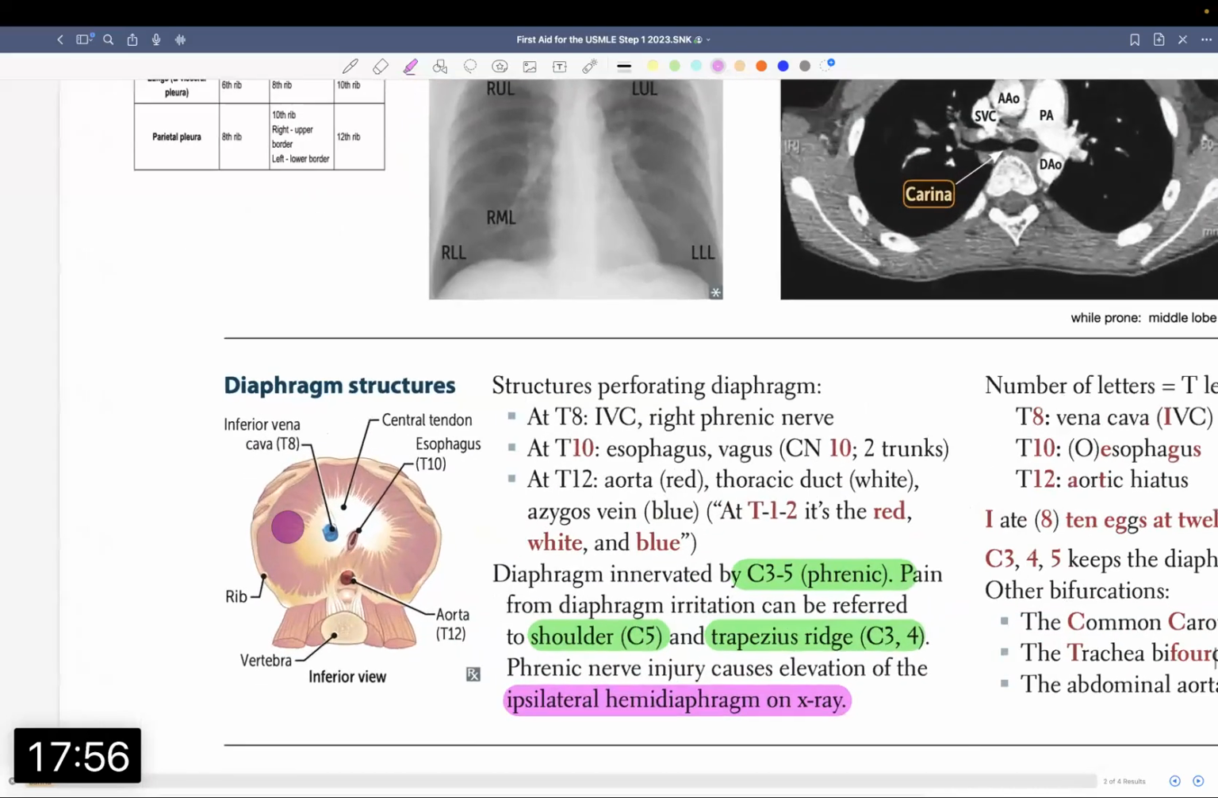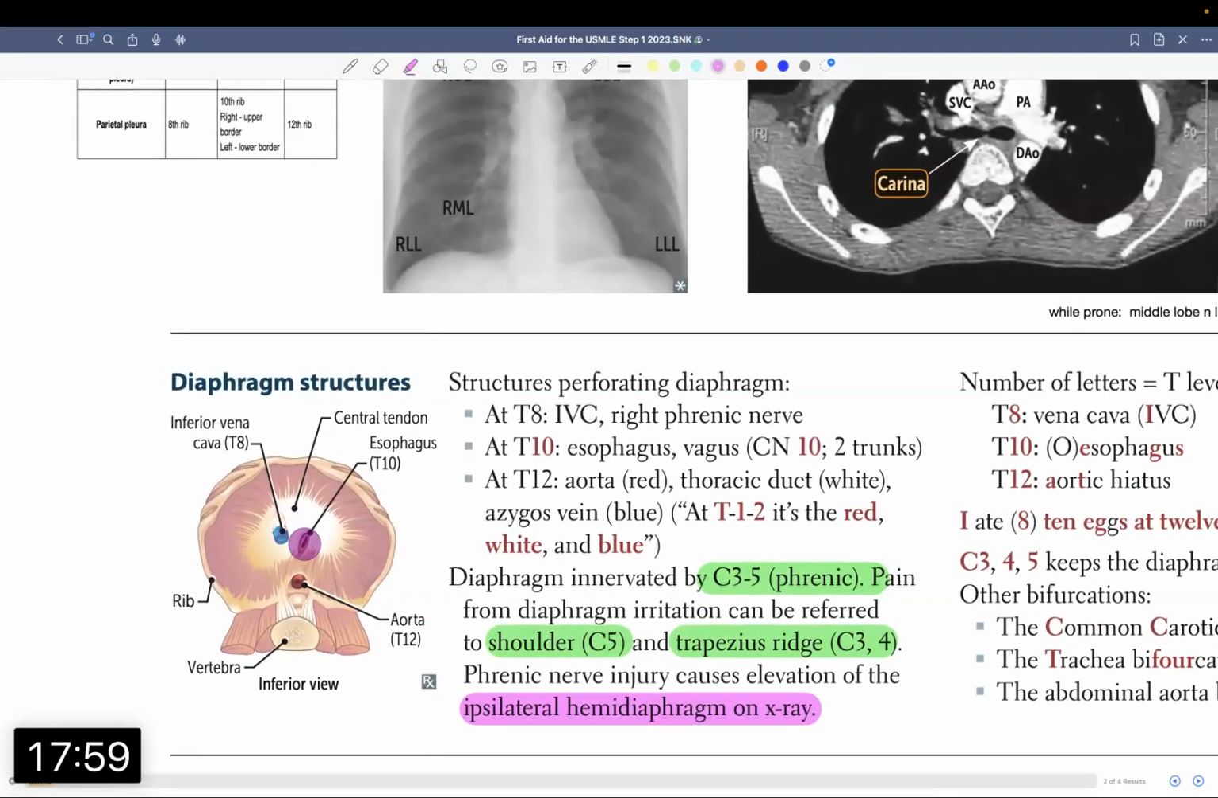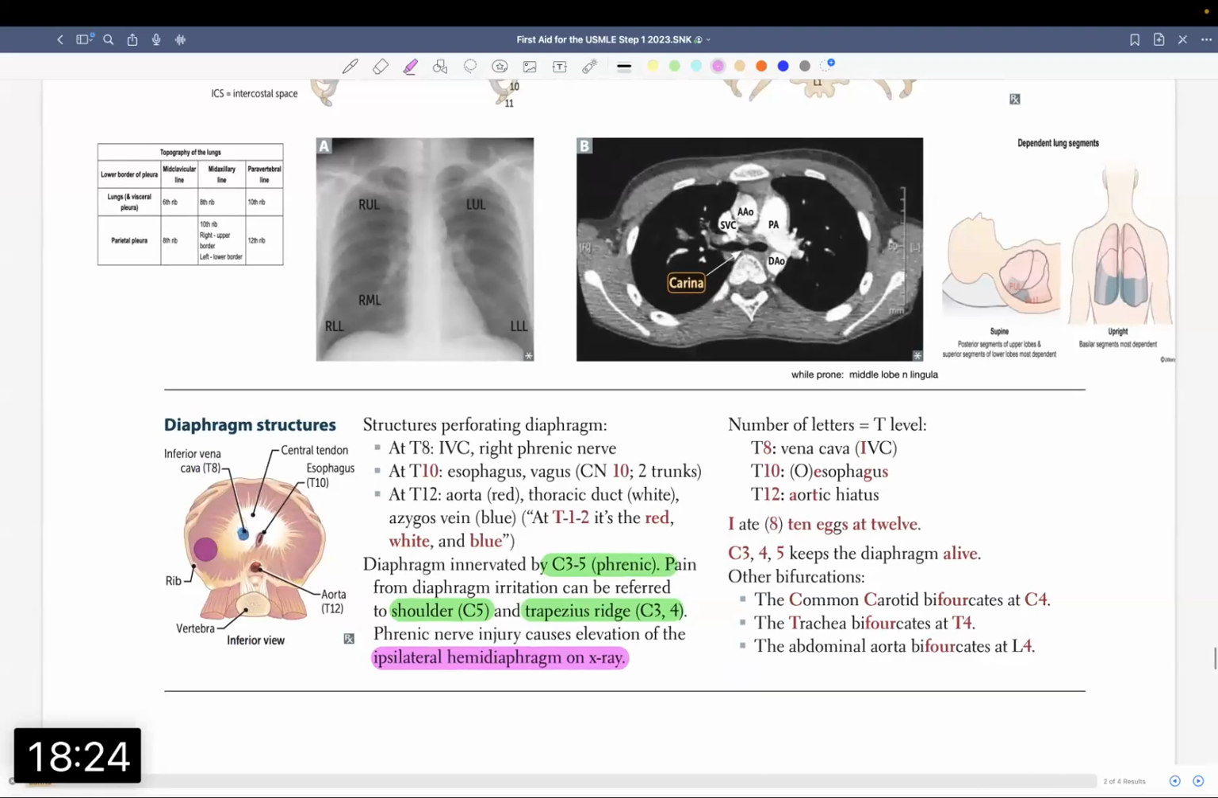So in the image, you're seeing the three structures. At T12 is the aorta, which is the red structure, the thoracic duct, not pictured here, and the azygous vein, not pictured here. I8 is for T8, IVC; 10 eggs is esophagus at T10; at 12 is the aorta at the aortic hiatus. We're looking from an inferior view: vertebra, ribs, and foot of the patient, we're looking from the bottom. And the central tendon is there.